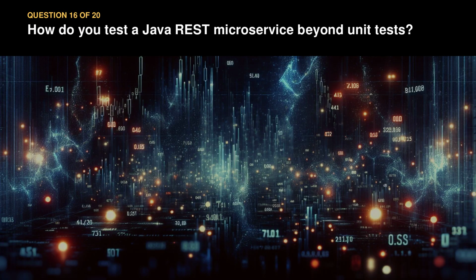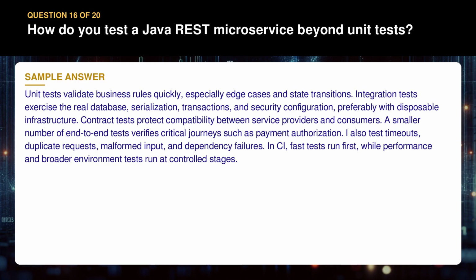Question 16. How do you test a Java REST microservice beyond unit tests? Unit tests validate business rules quickly, especially edge cases and state transitions. Integration tests exercise the real database, serialization, transactions, and security configuration, preferably with disposable infrastructure. Contract tests protect compatibility between service providers and consumers. A smaller number of end-to-end tests verifies critical journeys such as payment authorization. I also test timeouts, duplicate requests, malformed input, and dependency failures.